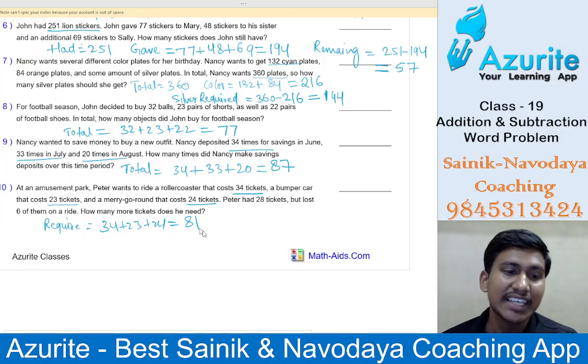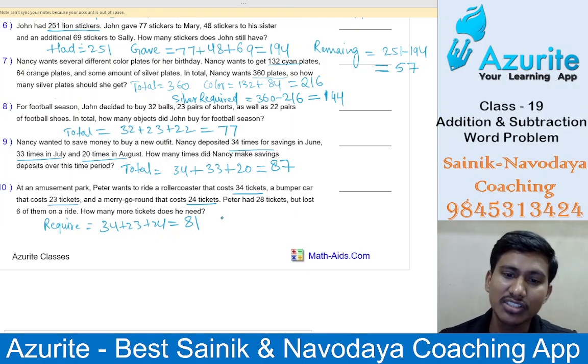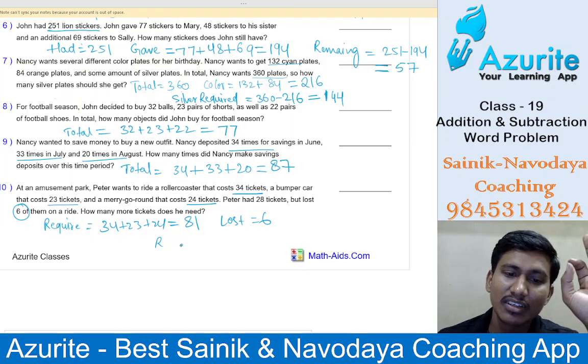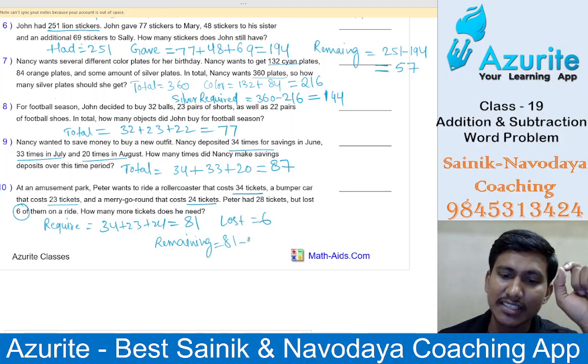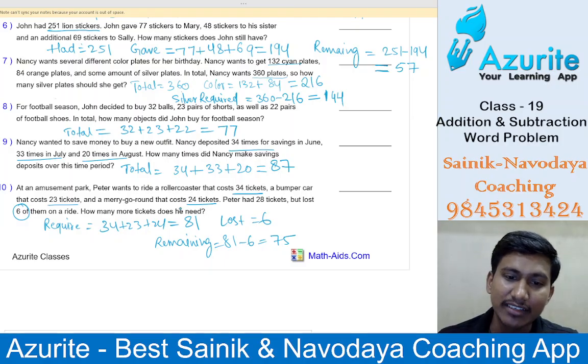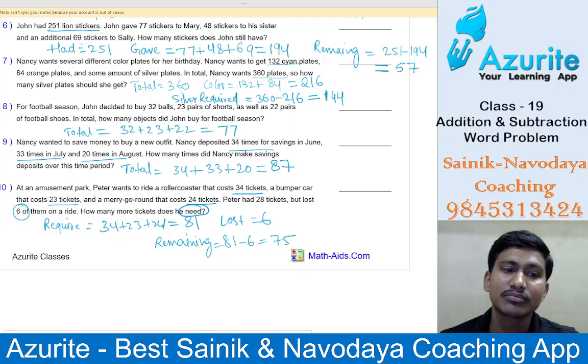Okay, now 81, in that he lost 6. So lost is how much? 6. So that is what he lost. So now remaining is how much? Remaining is 81 minus 6. It will be 75. Now needed, how many needed now?